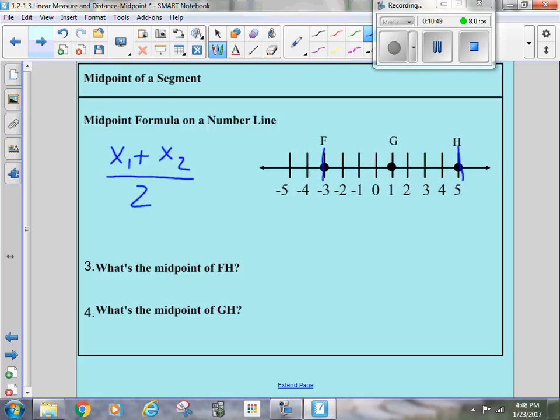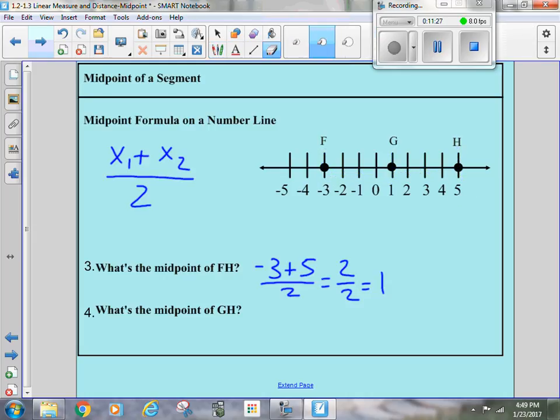So we have x1 is -3 plus x2, our H, is 5, divided by 2. So you get -3 plus 5 is 2, divided by 2 is 1. So our midpoint actually turns out to be G. Now I want you to notice that we go 1, 2, 3, 4, and we can get to H. And if we go to the left, we go 1, 2, 3, 4, and we can get to F. Therefore, G is our midpoint.